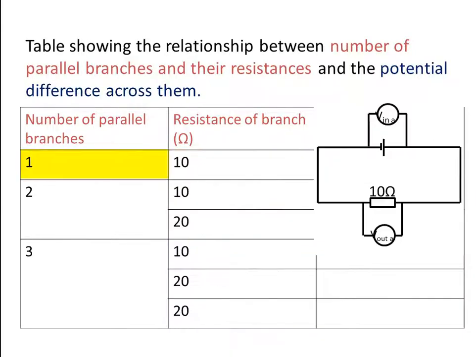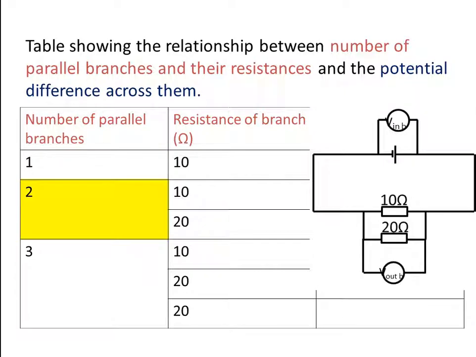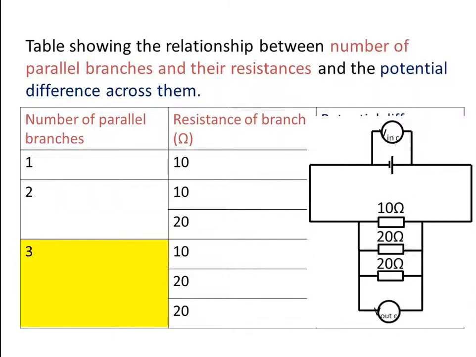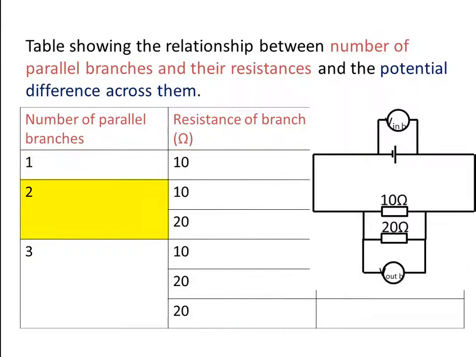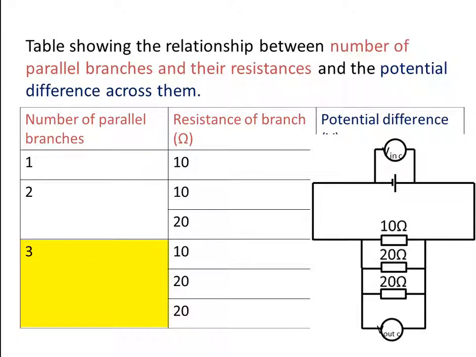Our first circuit has one parallel branch. Actually, it doesn't have any parallel branches. It's just one series circuit. The second circuit has two parallel branches and the third three parallel branches. In the first circuit, there's only one resistor with resistance 10 ohms. In the second circuit, we have two branches. One branch has resistance 10 ohms and the other 20 ohms. And in the third circuit, we have three branches. One has a resistance of 10 ohms and the other two each of 20 ohms.